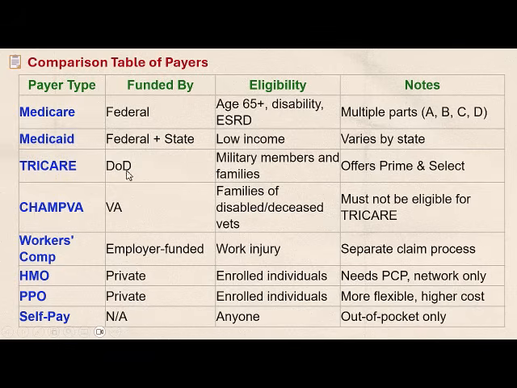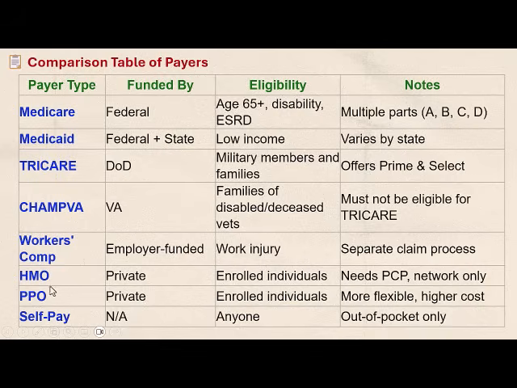TRICARE is from the Department of Defense, for military members and families, and offers Prime and Select. CHAMPVA is for veterans, and families of disabled or deceased vets who must not be eligible for TRICARE. And workers' compensation is employer funded, with eligibility for work-related injuries or diseases, and a separate claim process.